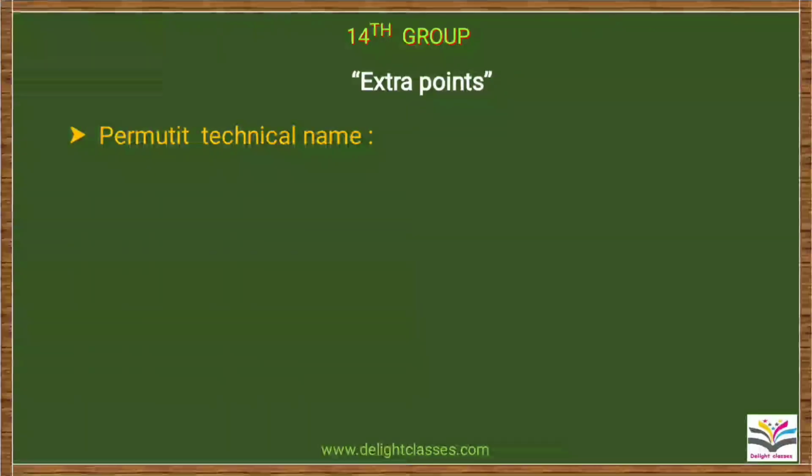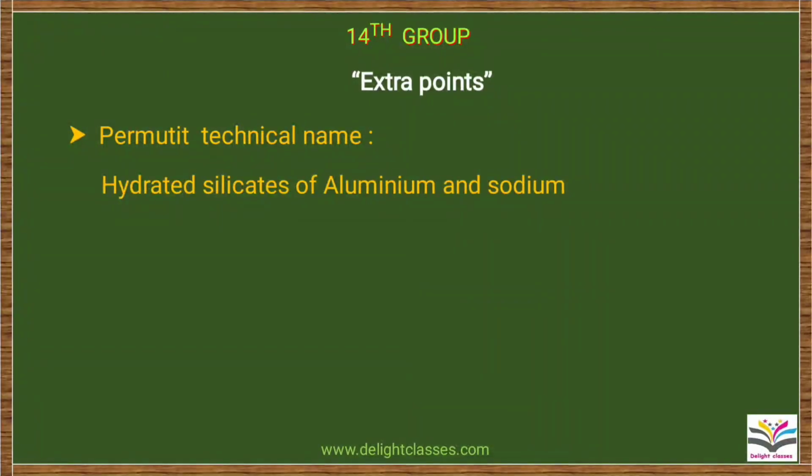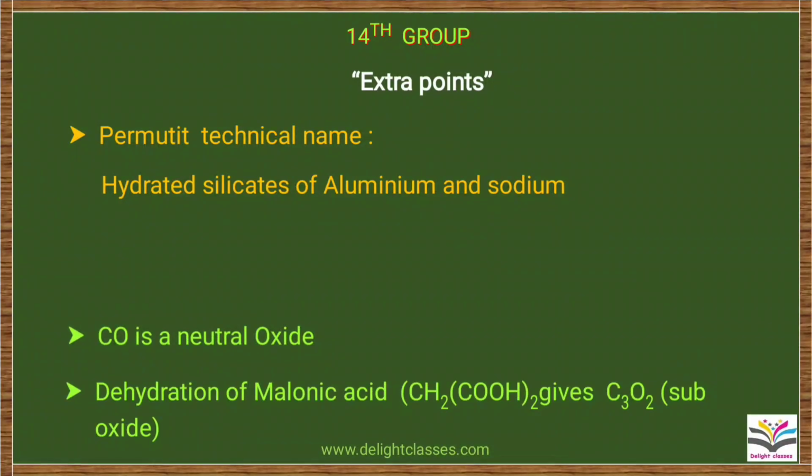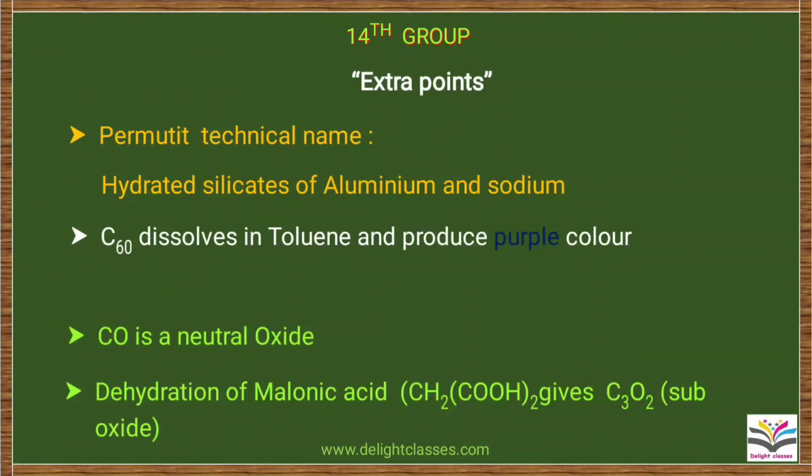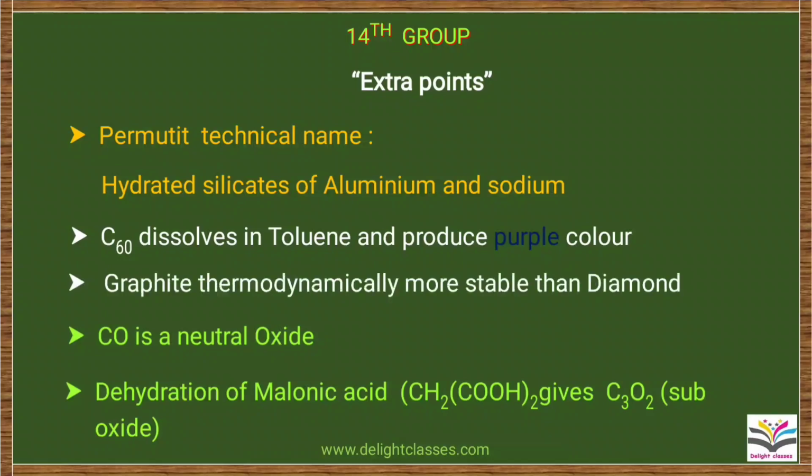Extra points. Permutit's technical name is hydrated silicates of aluminium and sodium. Carbon monoxide is a neutral oxide. Dehydration of malonic acid gives carbon suboxide. C60 dissolves in toluene and produces a purple color. Graphite is thermodynamically more stable than diamond.